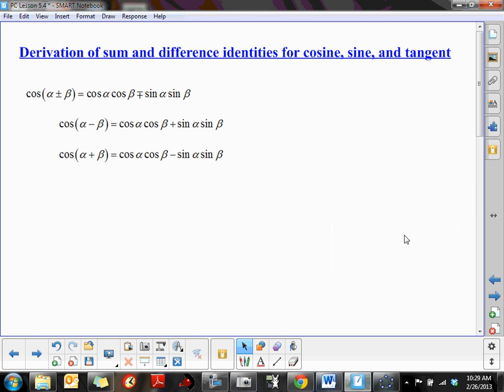Now that we have the big dog taken care of, and that's the cosine of a difference of alpha minus beta, we're going to use it to help derive the others. We did this in class the other day, but I thought I'd also put it on the video so that you can see it again if you want to review.